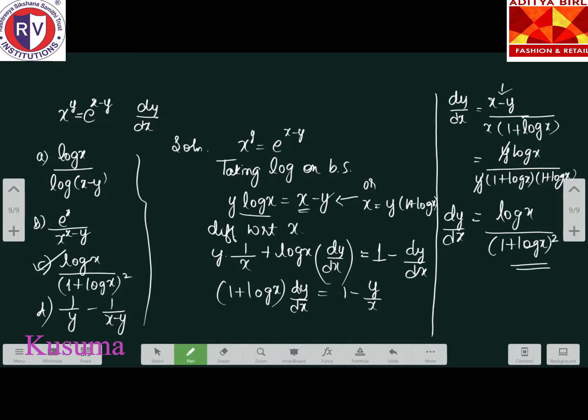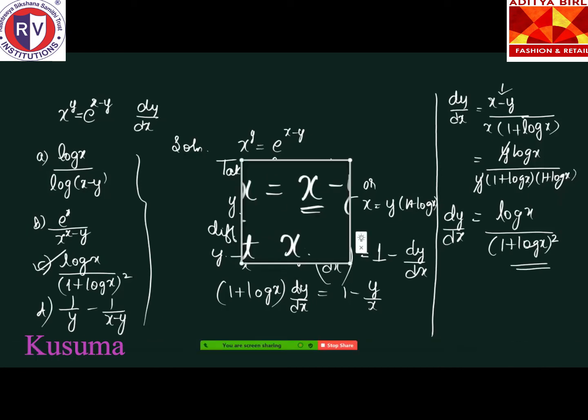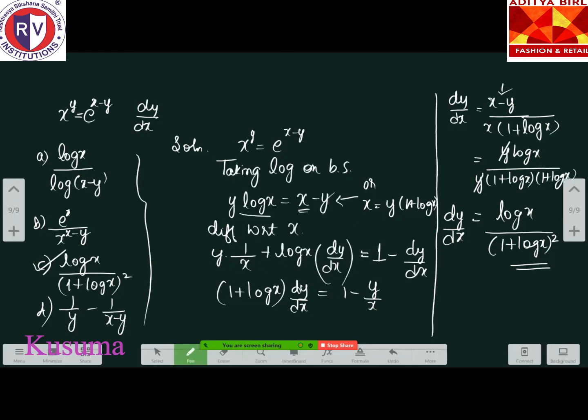So question number 54: if x to the power of m into y to the power of n is equal to x plus y to the power of m plus n, you have to find out dy by dx. It is also the same process. You can do it yourself. If you don't get it, you can ask me later in the next class.